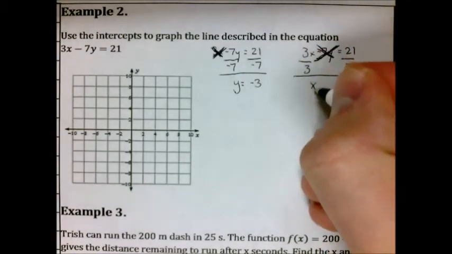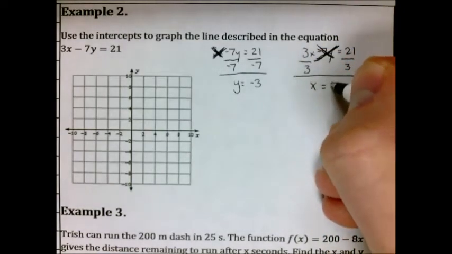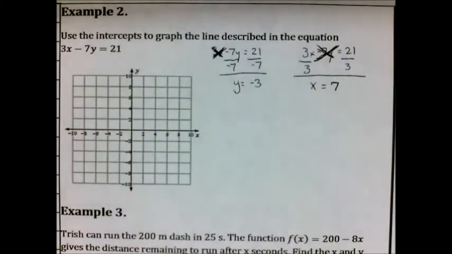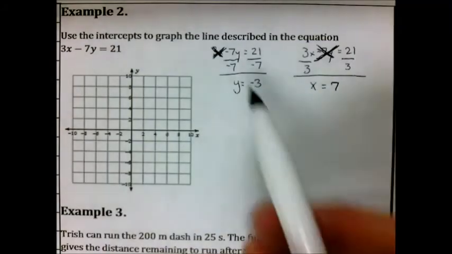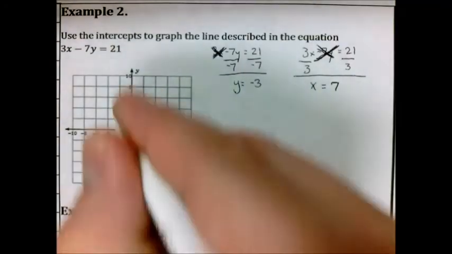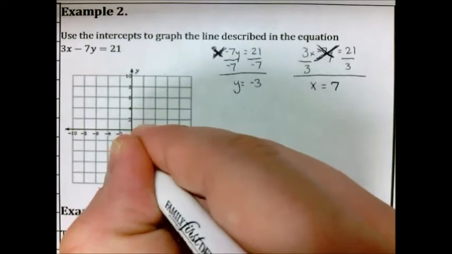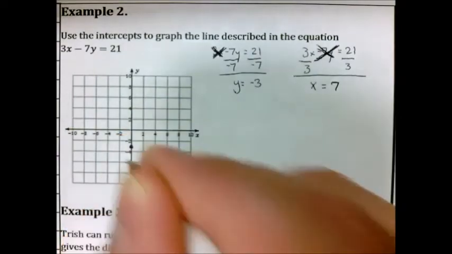And we're left with x is equal to 7. So your x-intercept is 7. Okay, now all we have to do is just substitute or plug those into the graph here. Our y-intercept is at -3. Here's our y-axis, so it's crossing at -3 here.